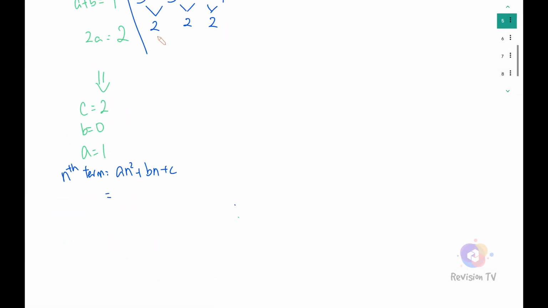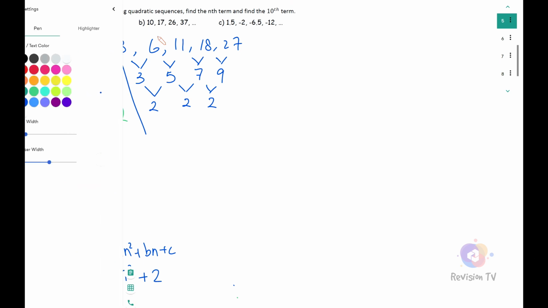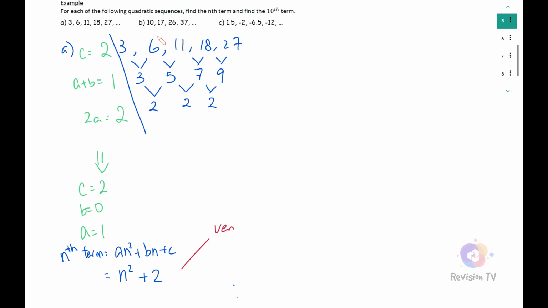Now it becomes: a is 1, so n squared plus bn, that's b is 0, so there's no n term, plus c, n squared plus 2. Okay, so to verify it, which is a quite important step you do want to try to do every time, we sub in n equals 1: 1 squared plus 2 is 3. When n is 2, 2 squared plus 2, which is 6. When n equals 3, 3 squared plus 2 equals 11. And it matches with the sequence, so we know that's correct.